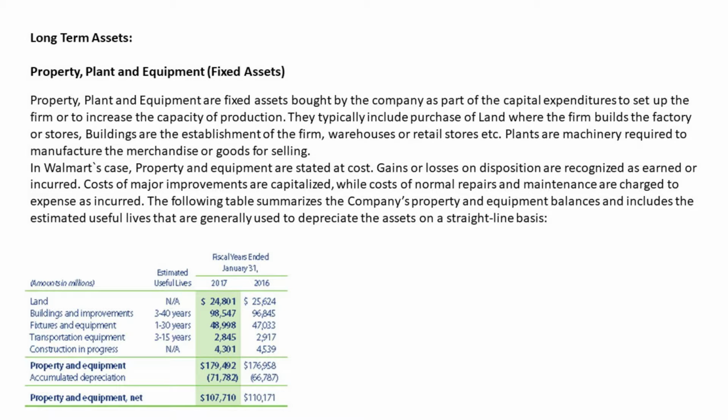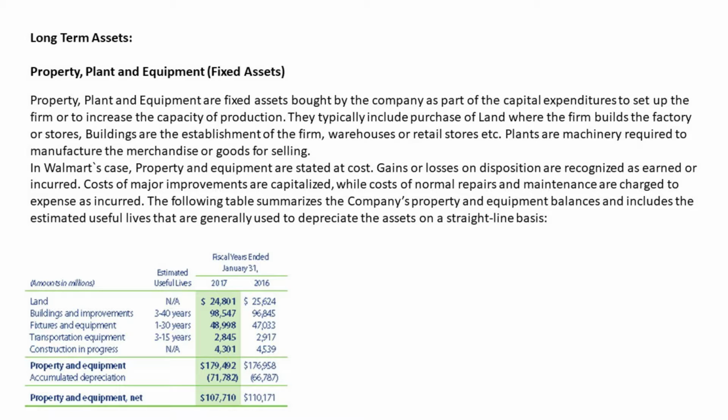Coming to the long-term asset side of the balance sheet, these are usually fixed assets, primarily comprised of property, plant and equipment, as it's stated in US accounting terms under GAAP, which is generally accepted accounting principles. And property, plant and equipment, PPE, for ease of use, are fixed assets bought by the company as part of the capex, and they set up the firm to increase the capacity of production.